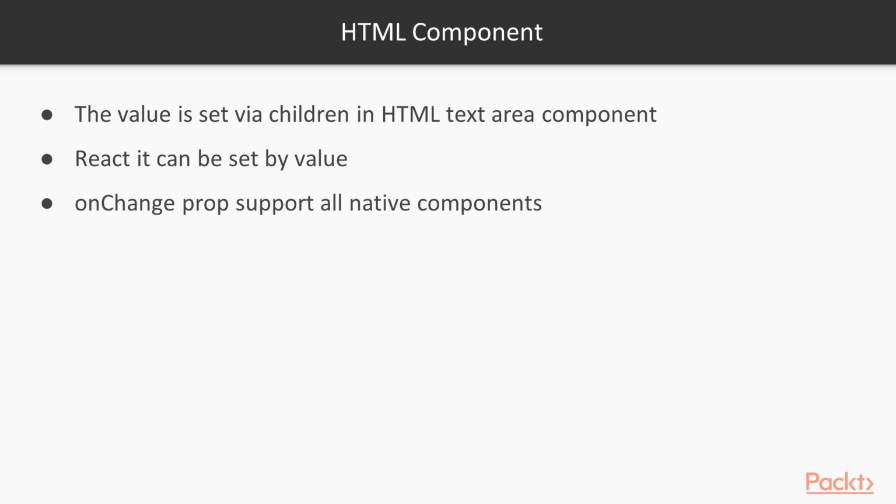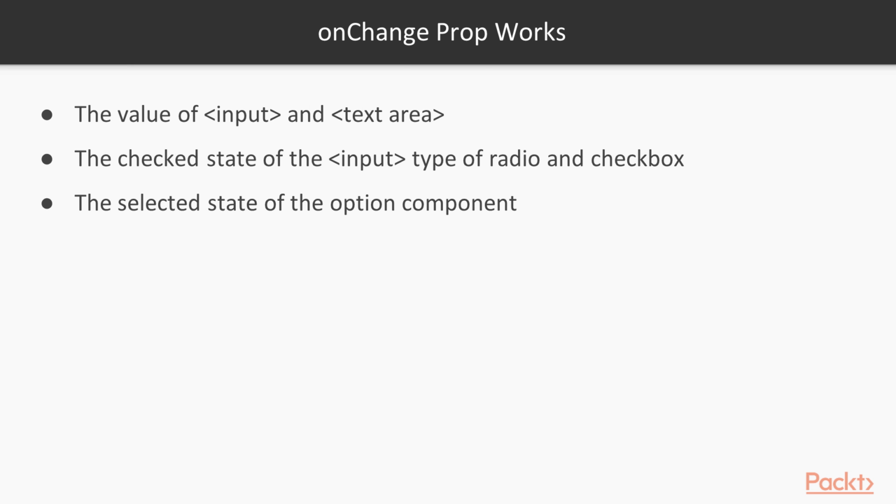The onChange prop is supported by all native components, like other DOM events, and can listen to all bubbled change events. The onChange prop works across browsers when the user interacts and changes the value of input and textarea, the checked state of the input of type radio and checkbox, and the selected state of the option component. Throughout the section, we'll demonstrate how we can control a component with the props and state we've just looked at. We'll then take a look at how we can apply them from the component to control the behavior.